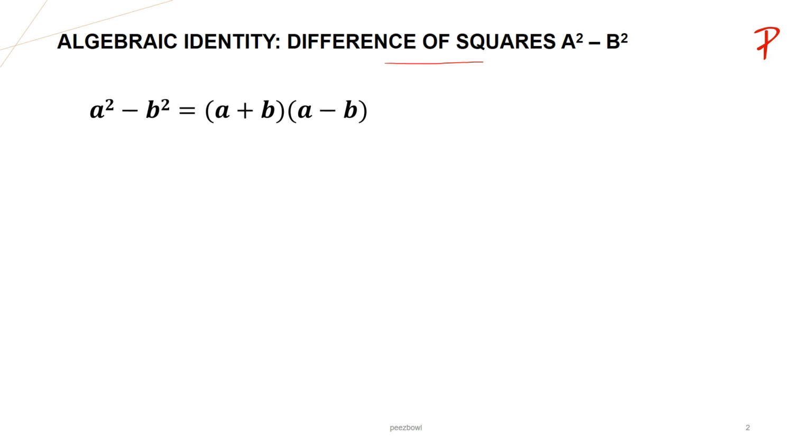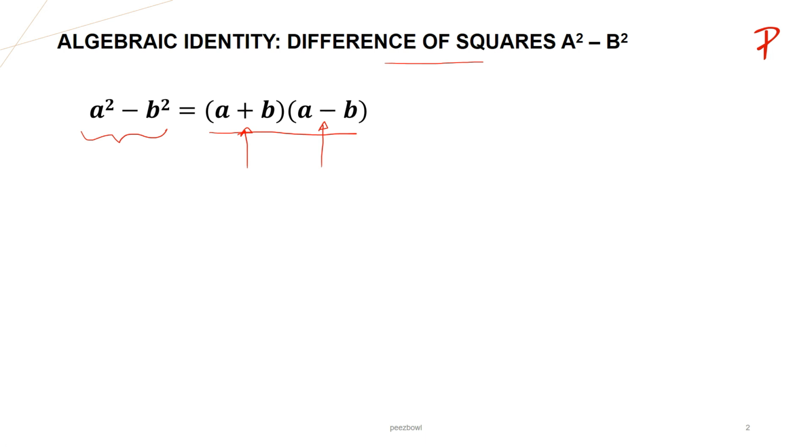Okay, let us first look at the left hand side, a square minus b square. This means you take a number, square it and subtract the square of another number, right? Now let us look at the right hand side of the identity, that is a plus b multiplied by a minus b. This means that we are multiplying the sum and difference of the same two numbers a and b, right?